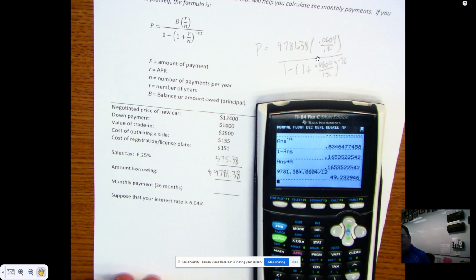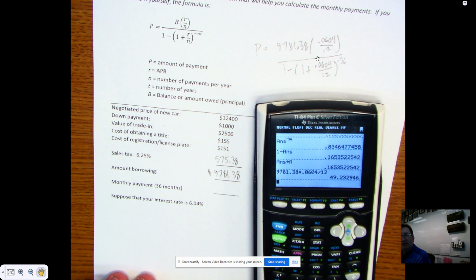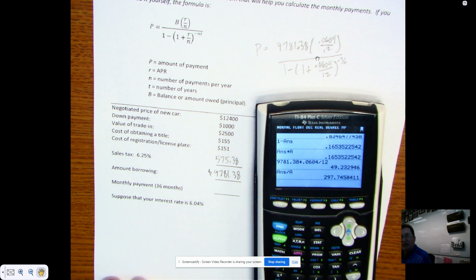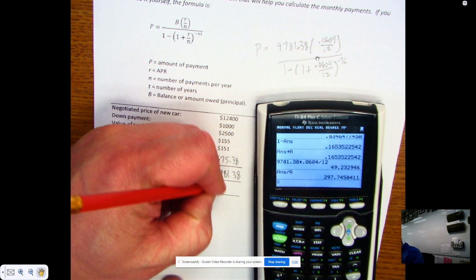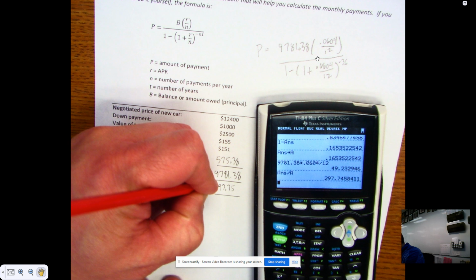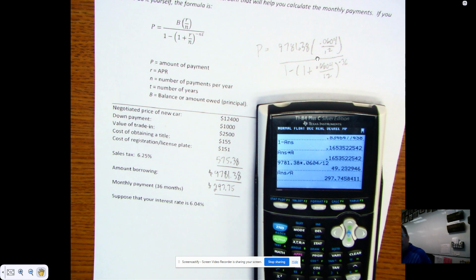That's our numerator. And then we're going to divide by the denominator. Remember that we stored that thing in A. And so we'll hit divided by alpha A. And we'll hit enter. And so that's our payment, $297.75 per month.